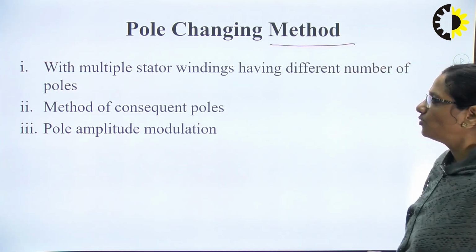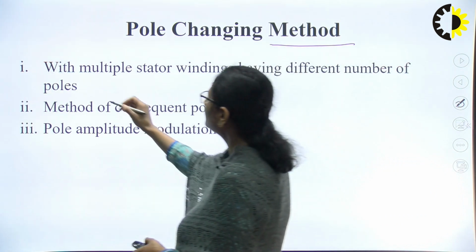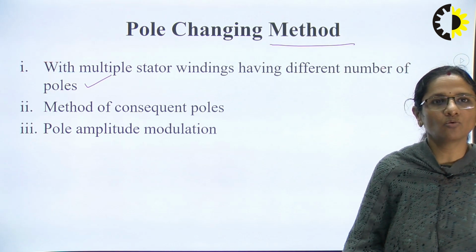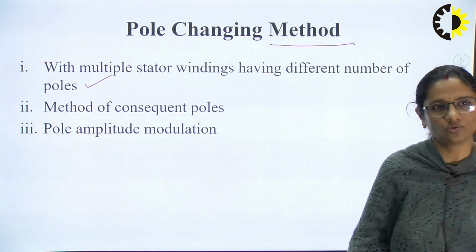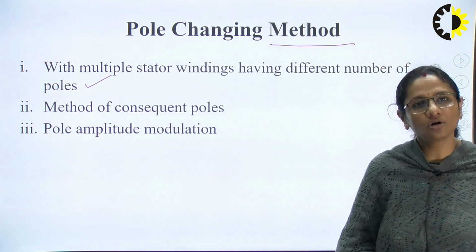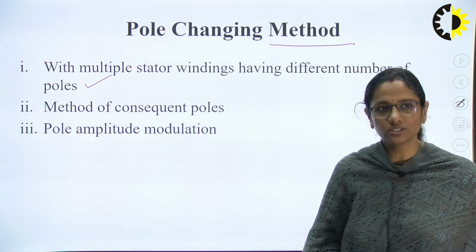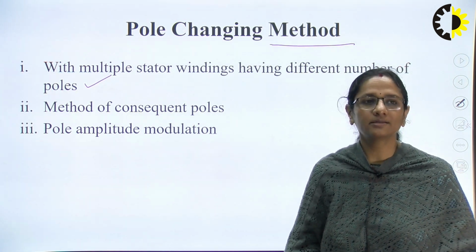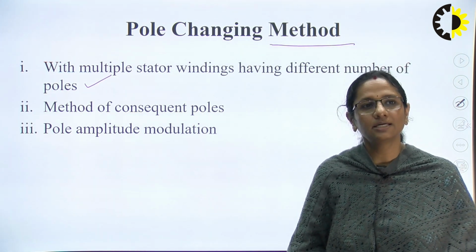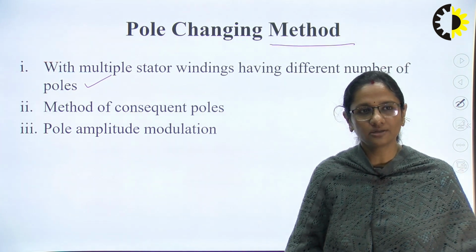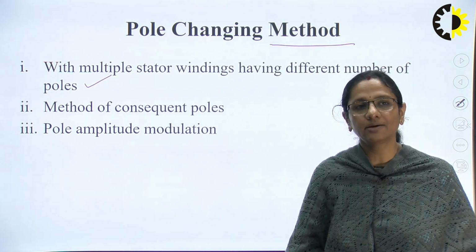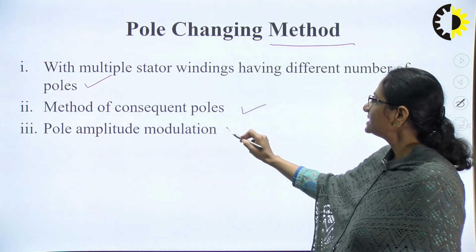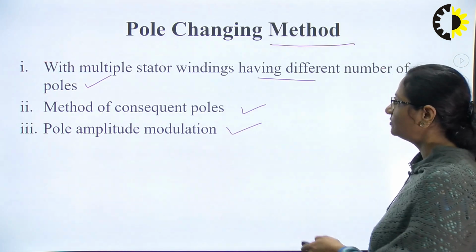The next method is the method of pole changing. In the method of pole changing, the three methods are: we can change the number of poles by multiple stator windings having different number of poles. Another way of changing the stator poles is the method of consequent poles, and one more method is the pole amplitude modulation for varying the number of poles of the motor. So let us consider the very first method first.